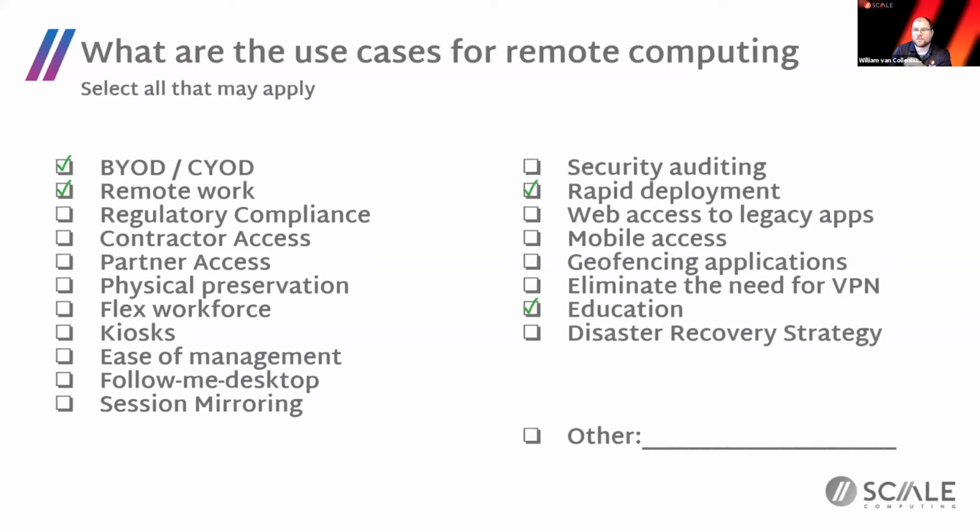I am not seeing how many votes there are, but I'm seeing the votes, and it's a very close neck and neck between mobile access, flex workforce, and eliminate the need for VPN. With eliminating the need for VPN, looks like it might nudge it out. We're at 70% voted.